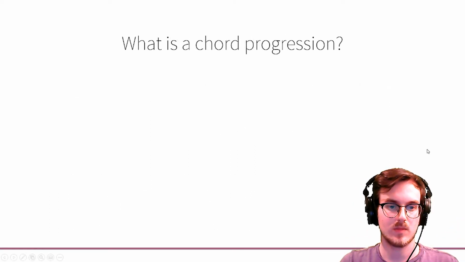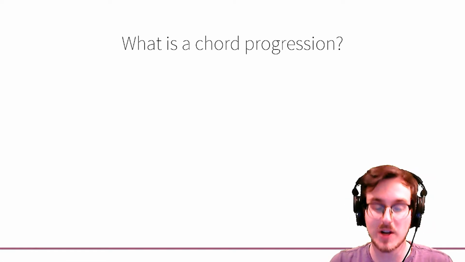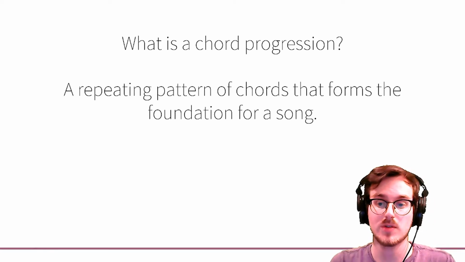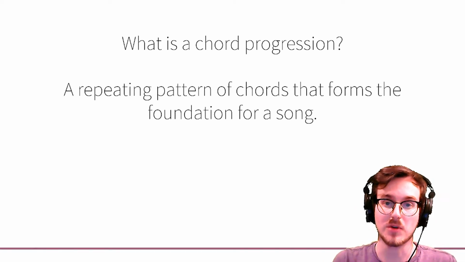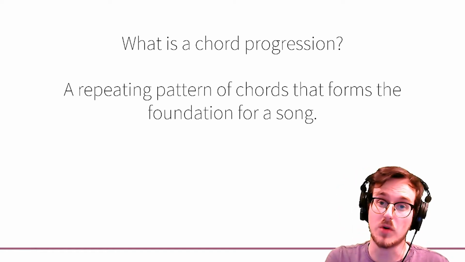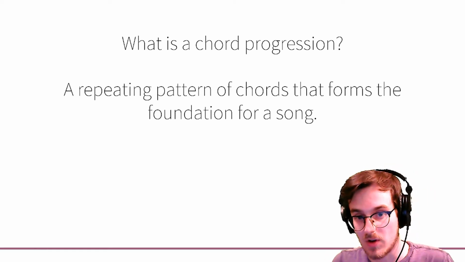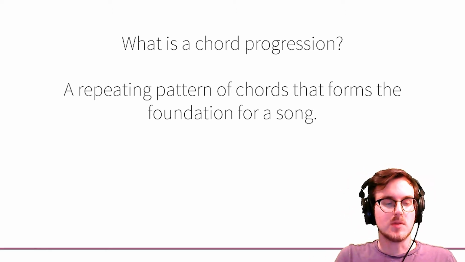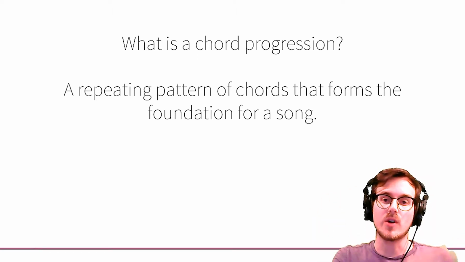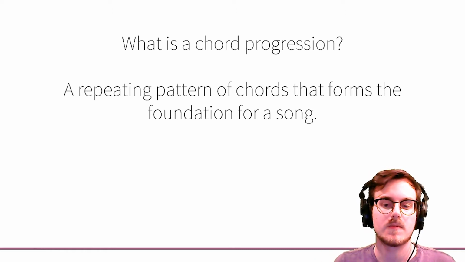Okay. So now that we know what a chord is, it's important to know what a chord progression is. And a chord progression is a repeating pattern of chords that forms the foundation for a song. So you might have a repeating section for the chorus of a song, and you might have a different repeating pattern for the verse of a song. But the idea is that we have an order of chords, and we're going over and over through that same order to build the rest of the song.